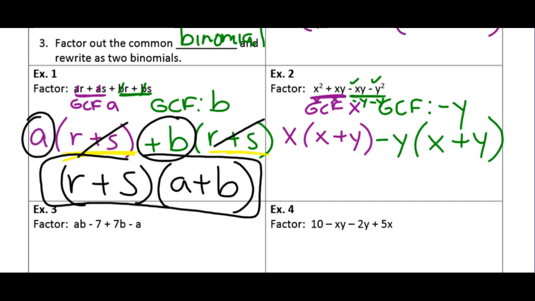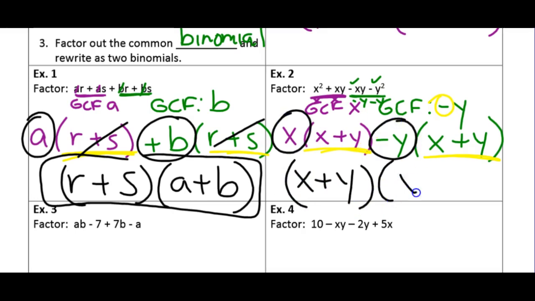Now I can see I had a common binomial. If I hadn't factored out a negative here, I wouldn't have had the same thing in my parentheses, so I would have had to go back and rework the problem. So now I can rewrite this as x plus y, because that's my common binomial, and then what's left is x minus y.